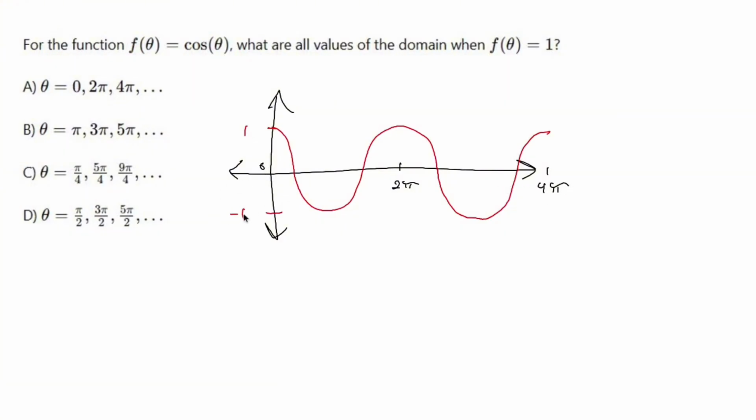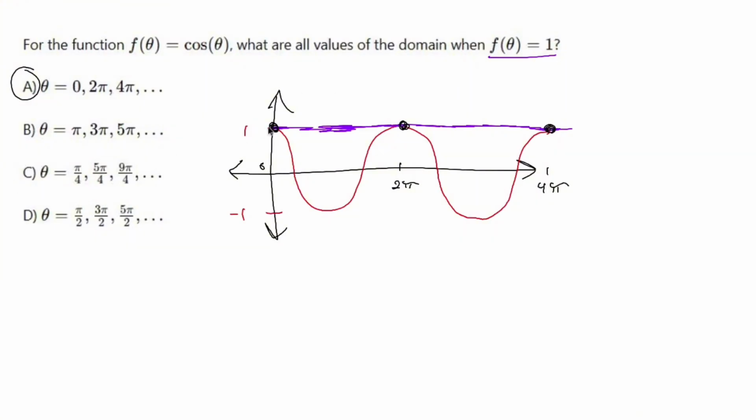Okay, here's 0. Now we care about when this is equal to 1. So when f of theta is equal to 1, we have this line right here. What a perfect line that I just drew. So these graphs intersect at 0 and 2 pi and 4 pi. And if we were to keep going, 6 pi, 8 pi, all the even multiples of pi. So the answer for this one is going to be A for those reasons.